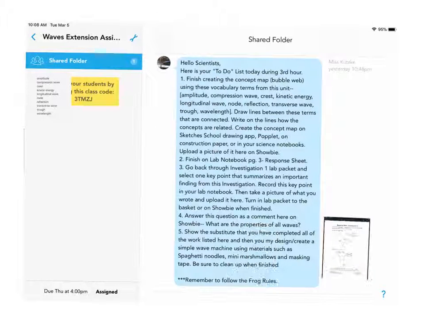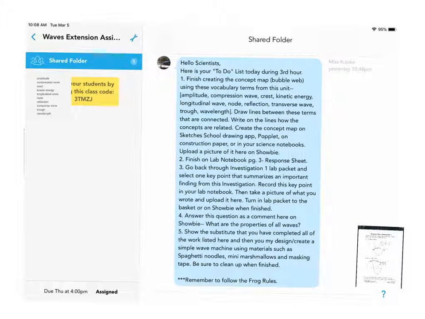Number 3 today says to go back through Investigation 1 lab packet, select one key point that summarizes an important finding from this investigation. Record this key point in your lab notebook. Then take a picture of what you wrote and upload it here. Turn in your lab packet to the basket or in Shobi when finished.